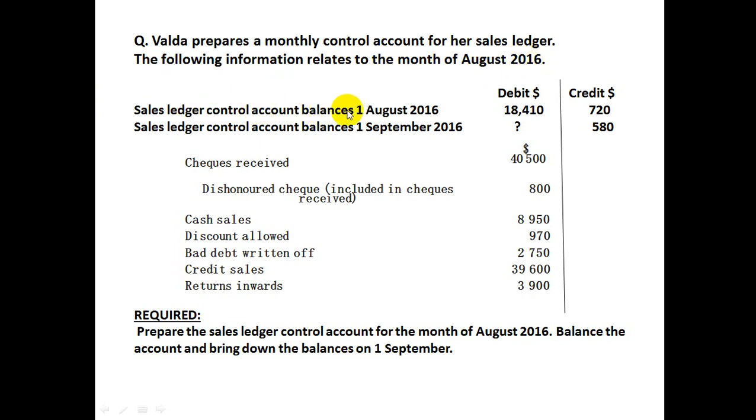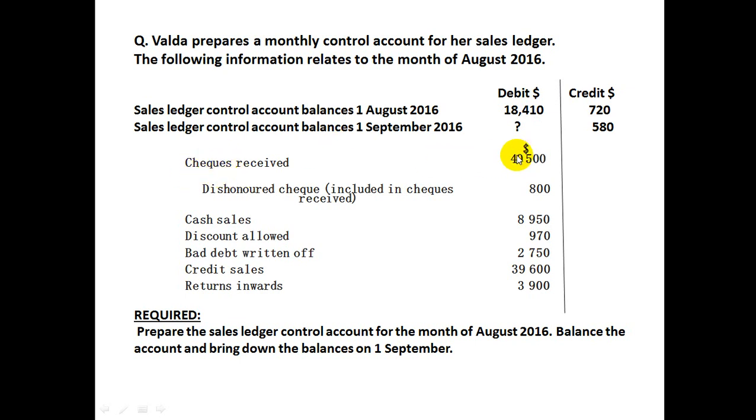Sales ledger control account balances on 1st August 2016. So we can say this is the opening debit balance and this is the opening credit balance. We have both balances in this ledger. Sales ledger control account ending balances. The credit balance is given and the debit balance is determined by us. How will we find it? When we post all these amounts and rule off the account, automatically this amount will be determined by us.